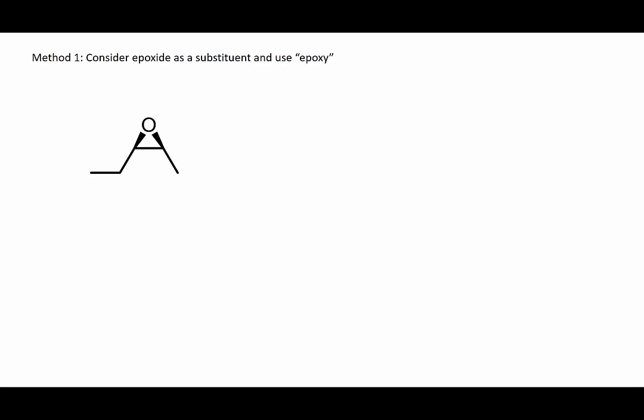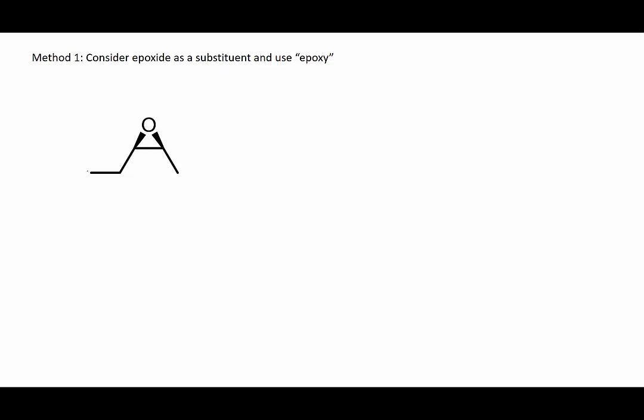Now we'll talk about nomenclature of epoxides. There are two methods of naming epoxides. The first is to consider the epoxide as a substituent and name that epoxy. So in this example, we're going to take our main chain and we're going to count that as our base.